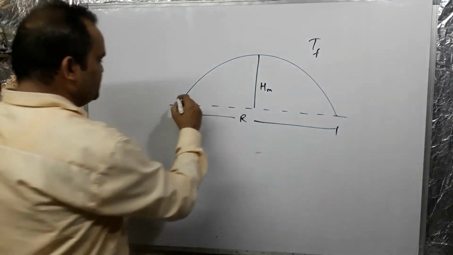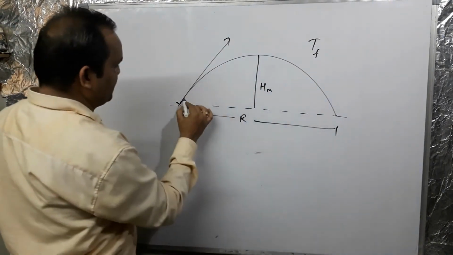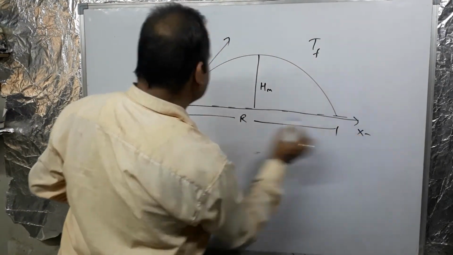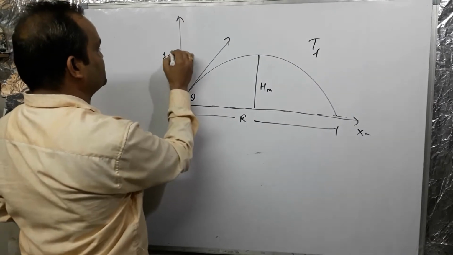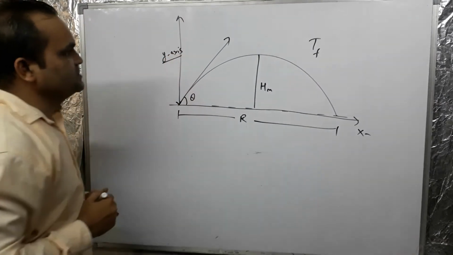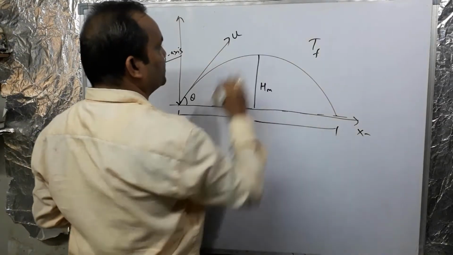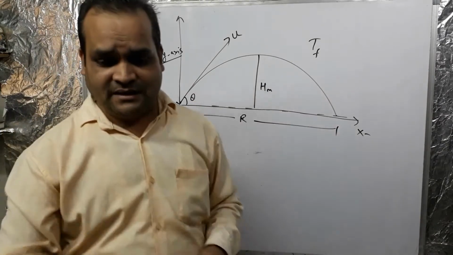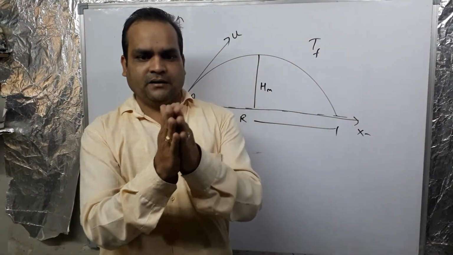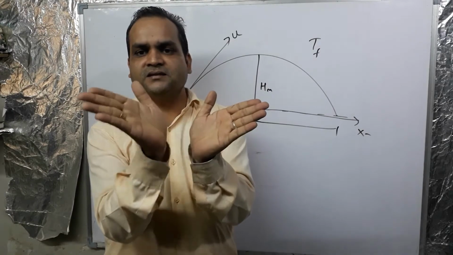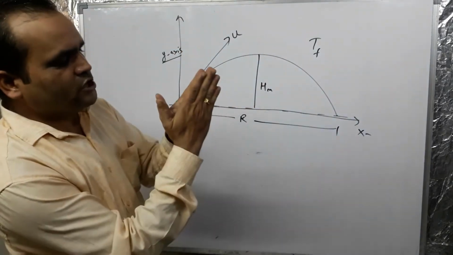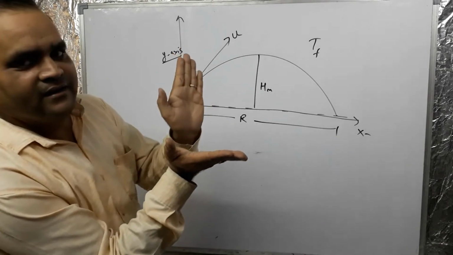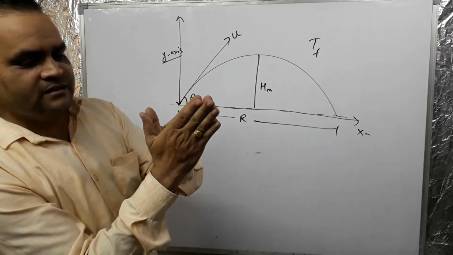Let's start. Here this is the projectile motion, and this is the angle of projection theta. This is the x-axis and this is the y-axis. Now this is u, the initial speed u, and this speed can be broken into two parts like that. This is the x, this is the y, and it will break into two perpendicular components.